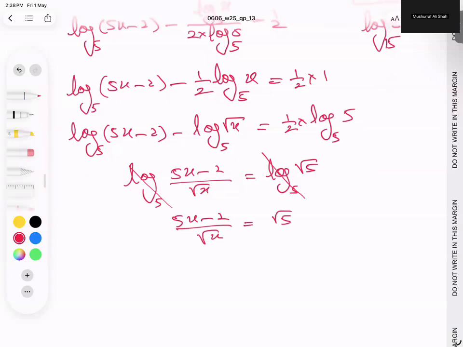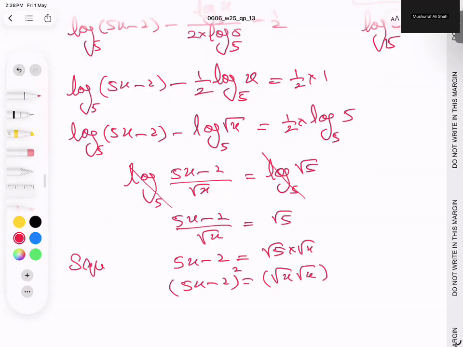So how to get rid of this one? Only choice: multiply, first of all, cross multiply. So I got root 5 into root x. Now I have to square both sides. No other choice we have. So 5x minus 2, to power 2, and root x and root 5, squaring here.